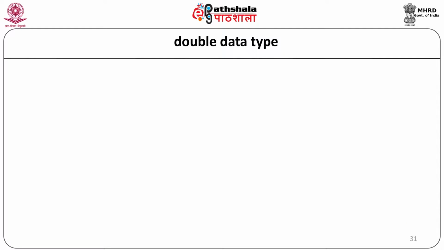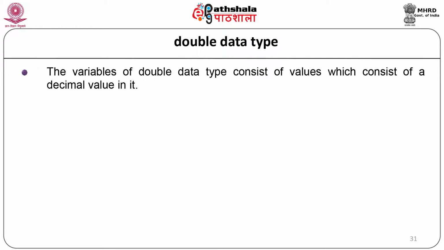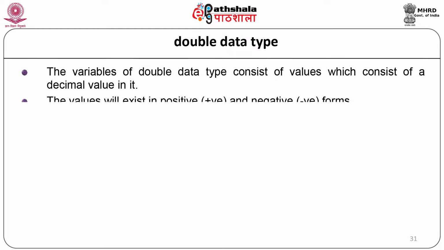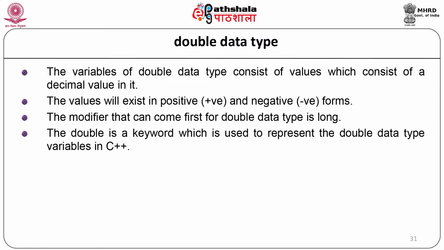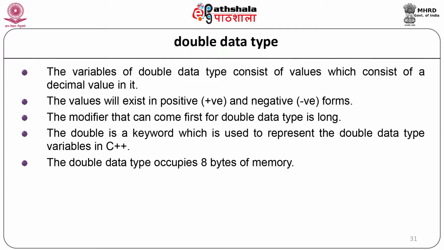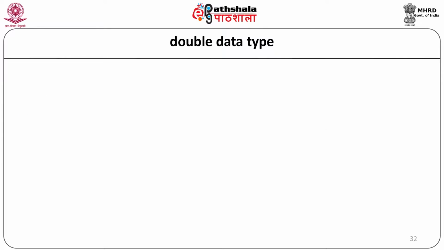The next category of floating point is double. The variables of double type consist of values which consist of a decimal value in it. The values will exist in positive and negative forms. The modifier that can come first for double data type is long. The double is a keyword which is used to represent the double data type in C++. The double data type occupies 8 bytes of memory.